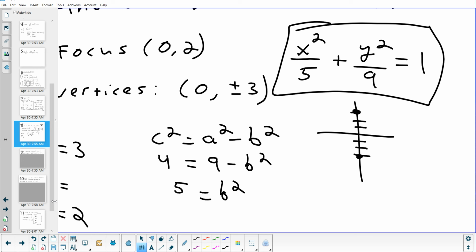All right, so let's look at an example where we shift it. But if you understand when we don't shift it, then when we do, it's not going to be any harder.